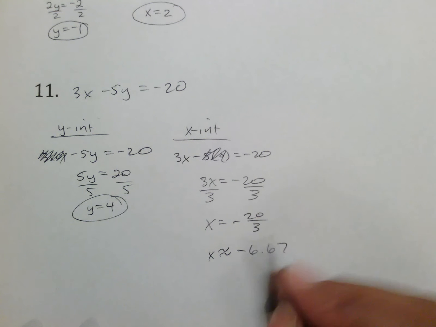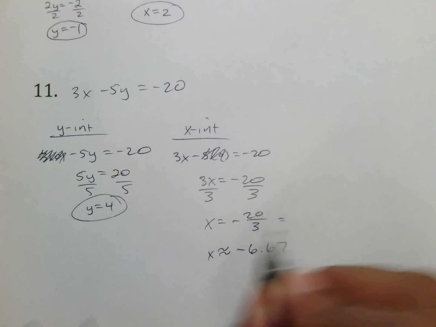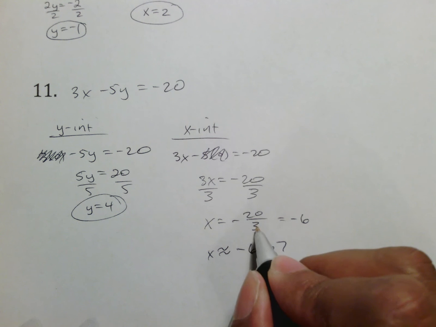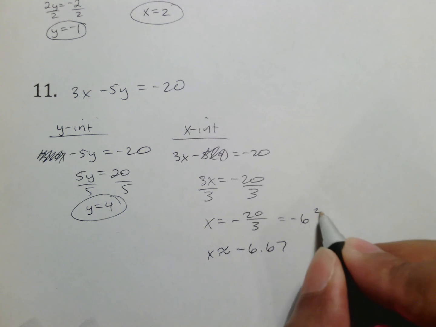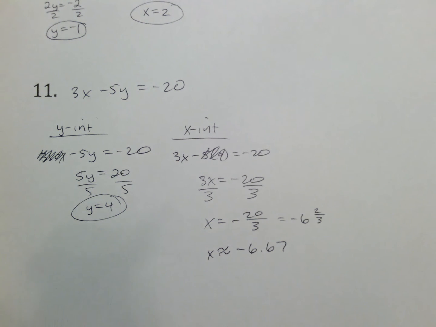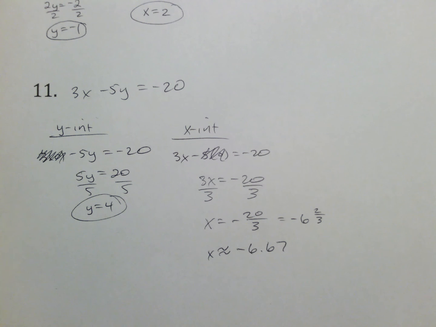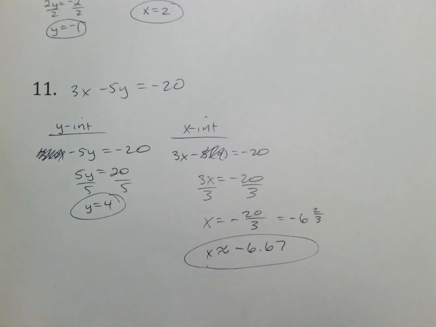Or if you know how to turn this into a mixed number, 3 goes into 20 six times, so it would be negative 6. 6 times 3 is 18, so there would be 2 left over, and it would be exactly negative 6 2/3. Either one of those works. Just make sure you have some way to know and understand what this means. I would say either turn it into a mixed number or a decimal. That way we can actually approximate where the x-intercept is.